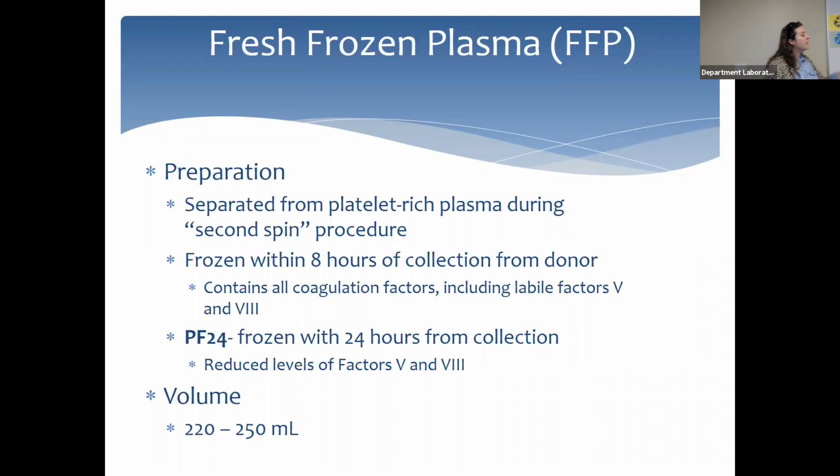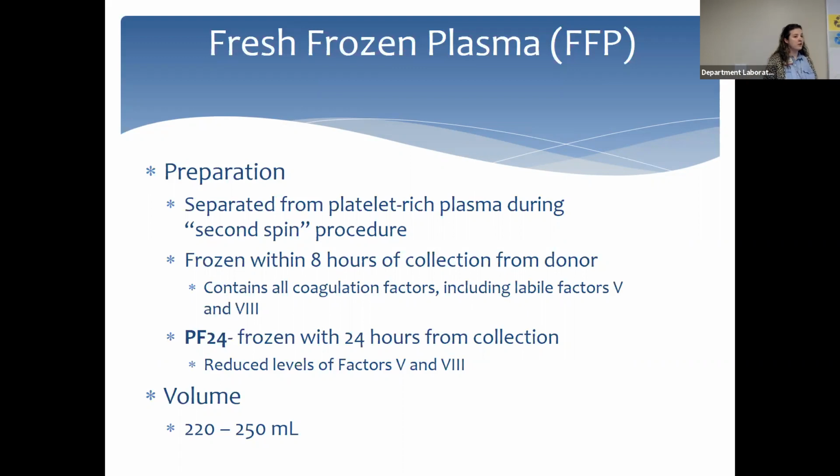And because it's fresh, remember factors 5 and 8 are labile factors, meaning that they break down pretty quickly. Because of this, fresh frozen plasma will contain all of your coagulation factors, including 5 and 8. So that's fresh frozen plasma.